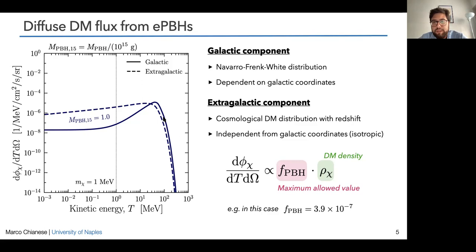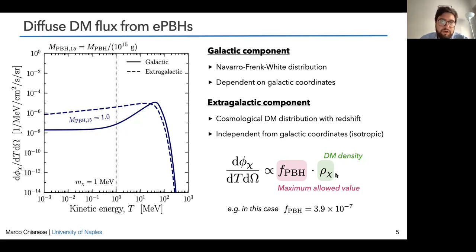The extragalactic component instead, shown here with the dashed line, follows the cosmological dark matter distribution and also has a redshift dependence. Different from the galactic component, this extragalactic one is isotropic, so it does not depend on angular coordinates. This flux here is proportional to the abundance of PBH, for which we consider the maximum allowed value. For this specific case of 10^15 grams, the maximum allowed value for f_PBH is at the level of 10^-7 according to present constraints, and then it's proportional to the dark matter density.